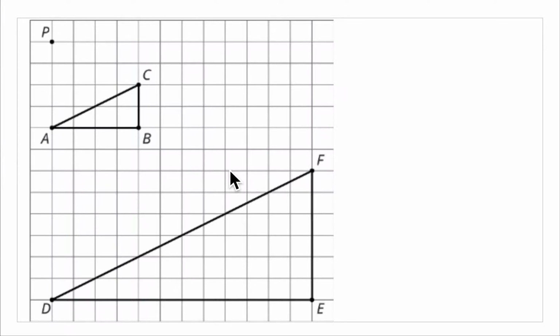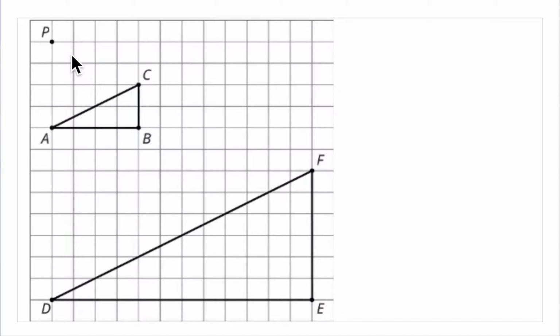So partner A is going to get 5 cards to use and show that sequence, and partner B is going to get 5 different cards to use to show that sequence. The difference between the cards: partner A is going to use a scale factor of 3, and partner B is going to use a scale factor of 1/3.